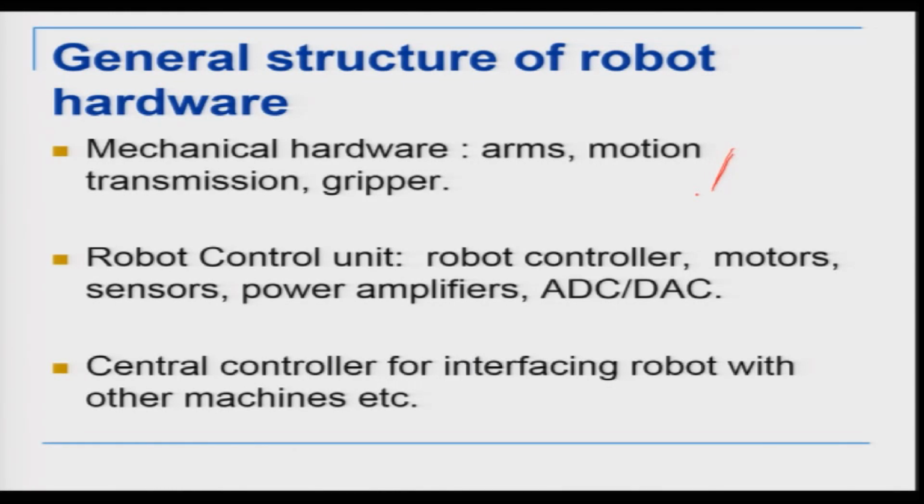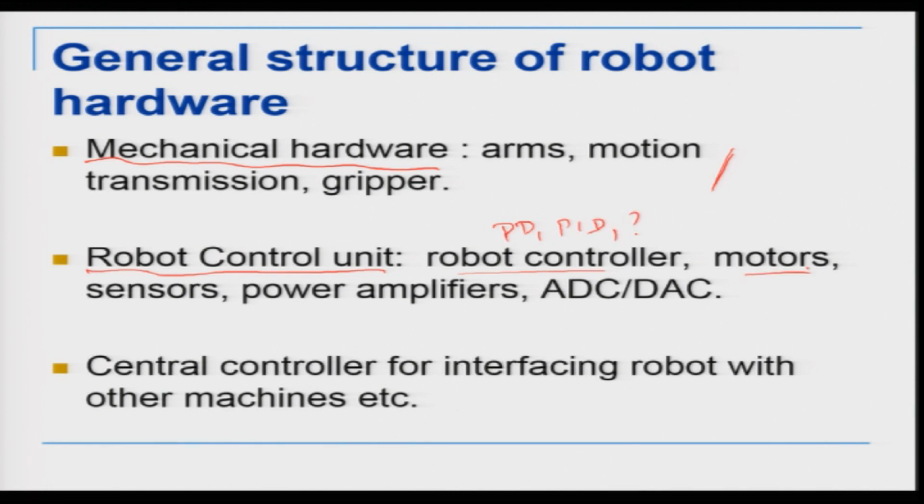Essentially we will see that a robot system consists of the mechanical hardware. It has arms, it has motion transmission, it has grippers. Then there will be a robot control unit which has the robot controllers, which is doing the actual PD or PID control, or any other kind of control.